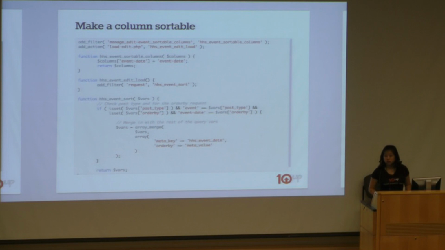Making a column sortable basically just boils down to this: when you click the header, it adds a query var, and then you catch that on the request filter and just add it to the query to sort it appropriately, and it'll do that for you. That's also in the code.